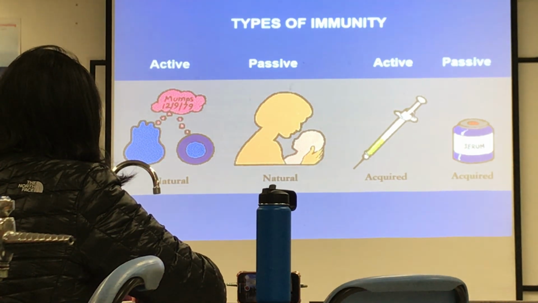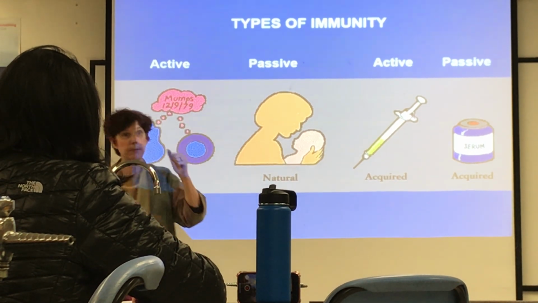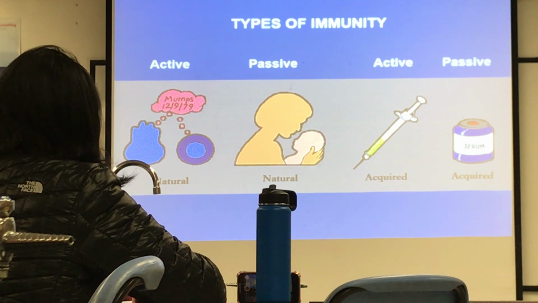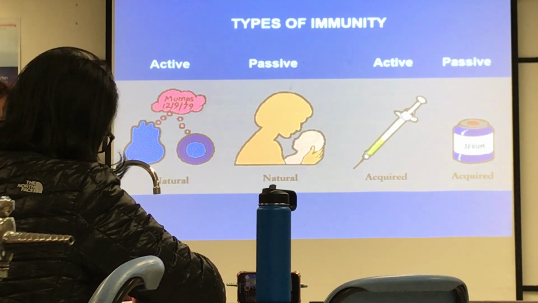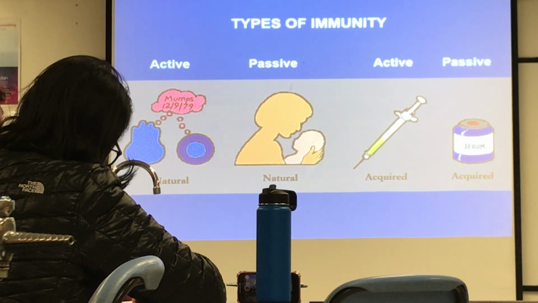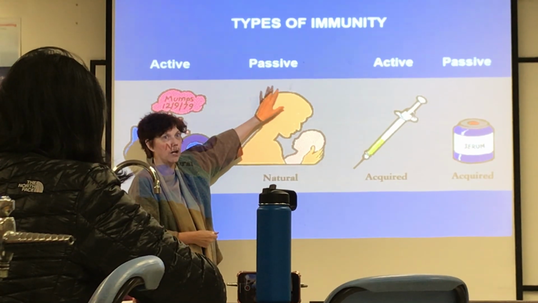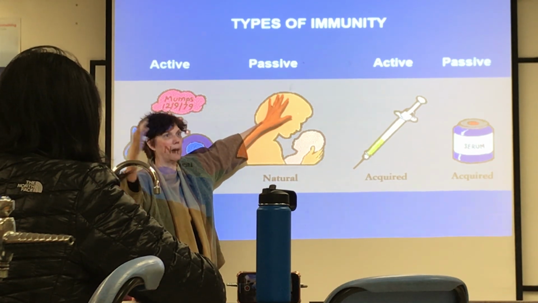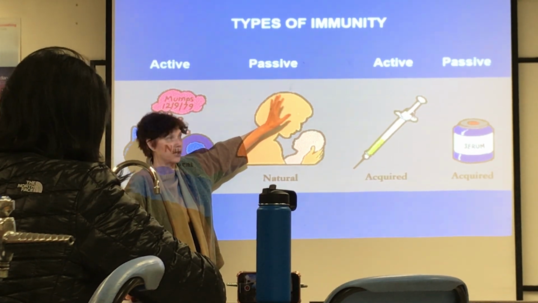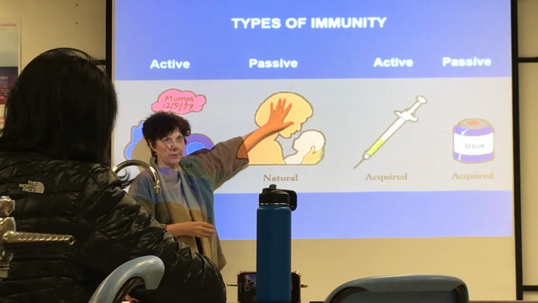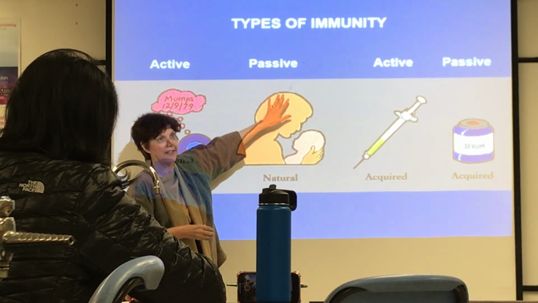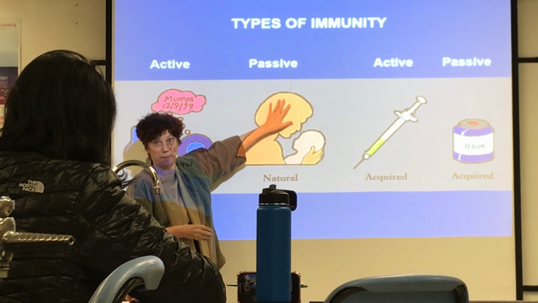The difference between natural and acquired is your exposure. The difference between active and passive is whether you're making the antibodies or not. So with active, you have memory cells. You make your antibodies and you're capable of making more anytime you're exposed to that antigen, okay? Passive, you are given the antibodies already made by another human being or by another animal. You have no memory cells. Once those antibodies are broken down in your body, they're no longer there, okay? And that immunity is no longer present.